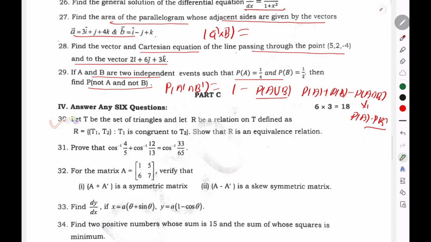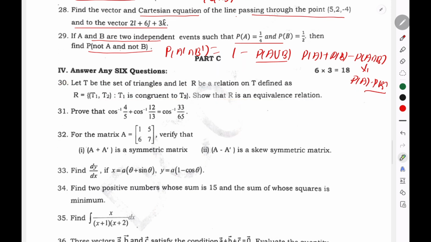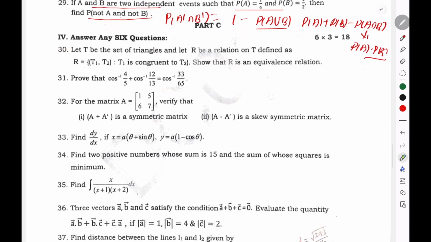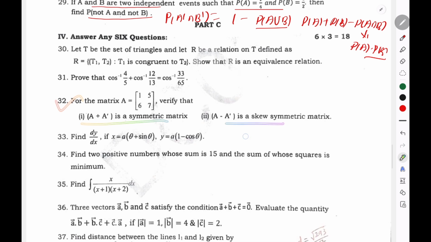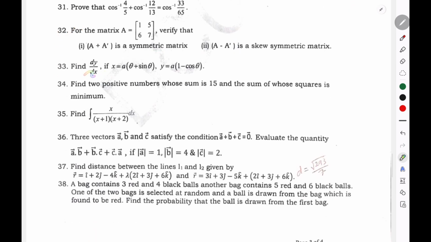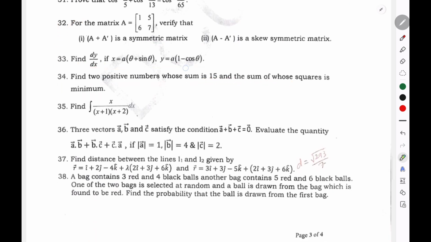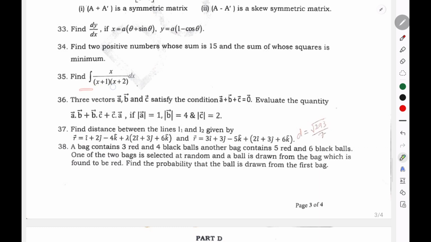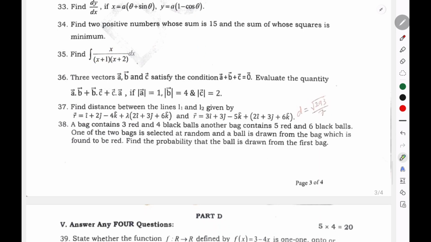Next, 30. Let T be the set of triangles. Okay, congruent is always an equivalence relation. Easily you can prove it. It's also very easy from inverse trigonometry, and it's also a quite easy question. You can see every question, two positive numbers, sum 15. So integration, this can be done by using the partial fraction method. This also is from vectors, very easy.